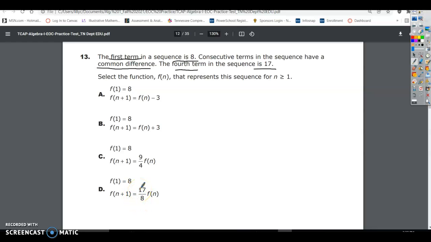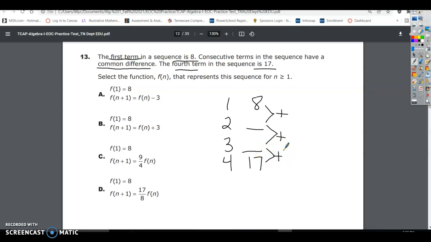So let's see if we can make a table of values and give us some insight on what we have. We have the first term and the fourth term. So let's say 1, 2, 3, 4 terms. Our first term we know is 8. We don't know our second term. We don't know our third term. But we do know the fourth term is 17. And we know we have a common difference. That means we add to get from this term to this term, we add to get from this term to this term, and we add to get from this term to this term.